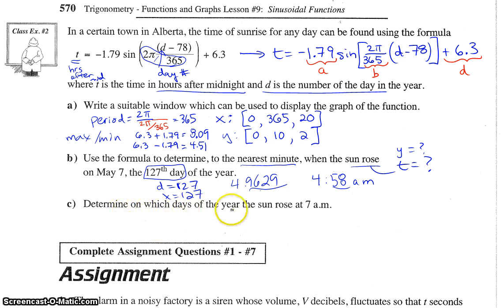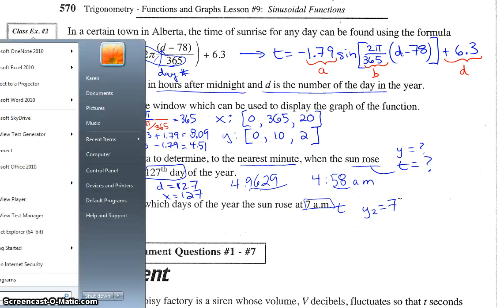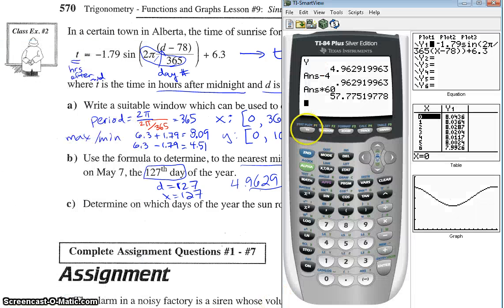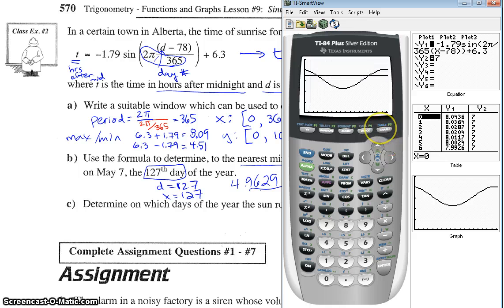Okay, determine on which days of the year the sun rose at 7 a.m. So now they're giving us our t, or in other words, y2 is going to be 7 for 7 a.m. So back to our graphing calculator. Okay, in y equals, we're going to go down to y2 and we're going to put in 7. Take a look at the graph.